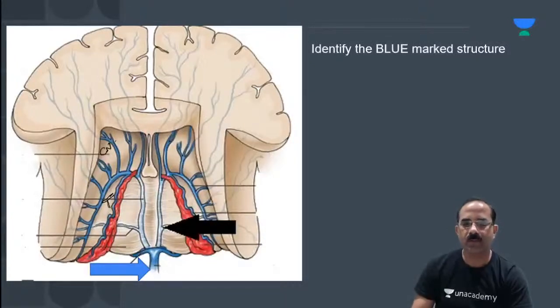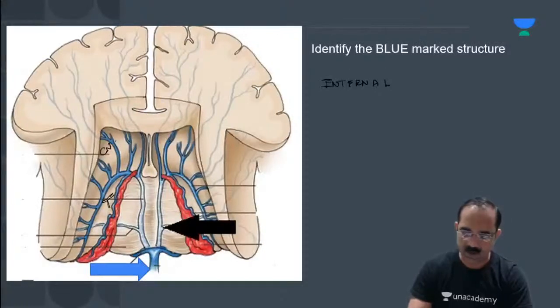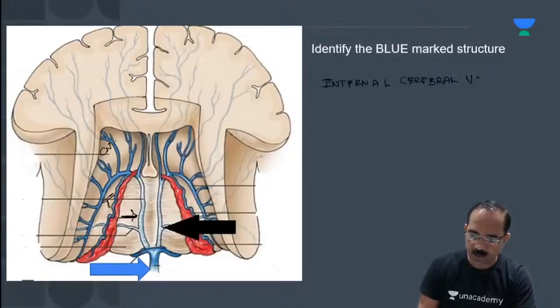Can anyone tell me what is that black arrow? The black arrow is the internal cerebral vein. That's a coronal section. That's not the cavernous sinus. The one in black is the internal cerebral vein. This one and this one. I'm putting a black arrow on this side also. Both of these are internal cerebral veins.